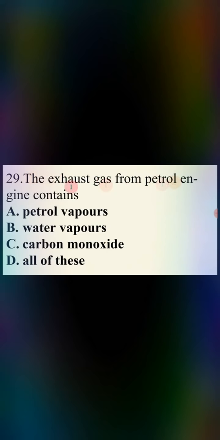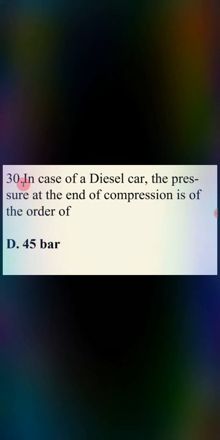The exhaust gases from a petrol engine contain petrol vapors, water vapors, carbon monoxide and others. In a diesel engine, the pressure at the end of compression is of the order of 45 bar.